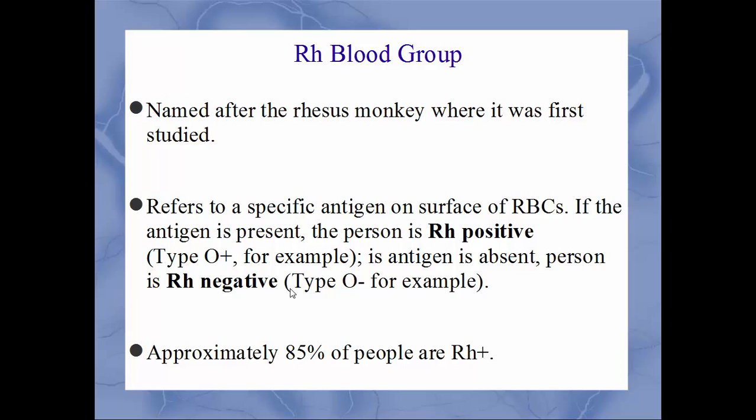And a great majority of people have the Rh factor. So most people are going to be O positive, A positive, B positive, AB positive. It's much more common to be positive than negative. That's what that represents. Do you have that surface antigen? Yes or no?